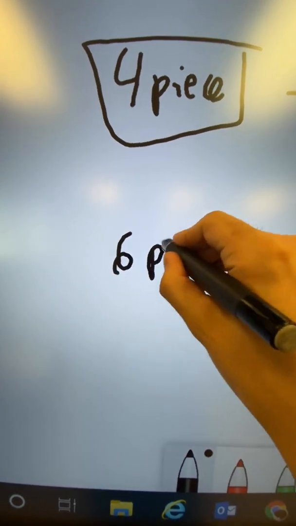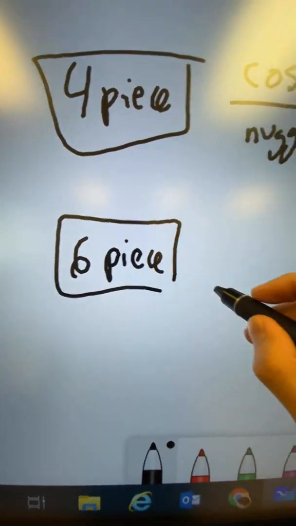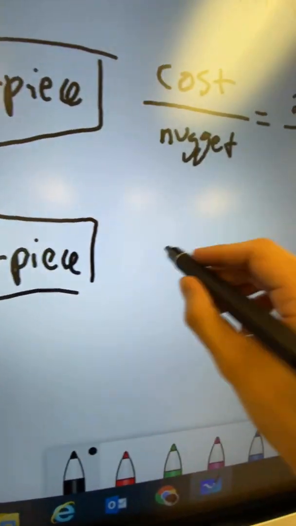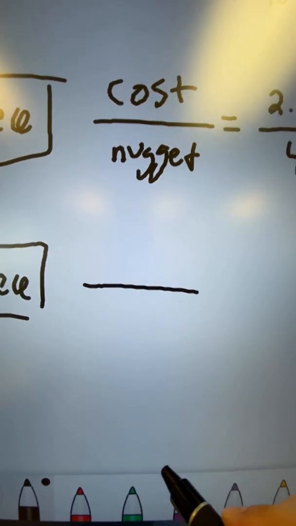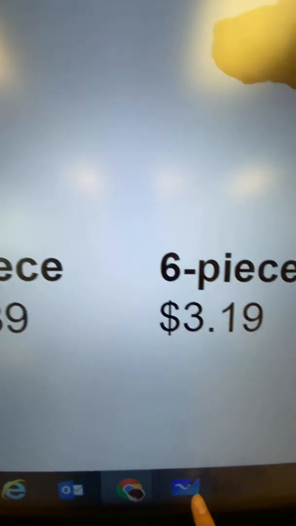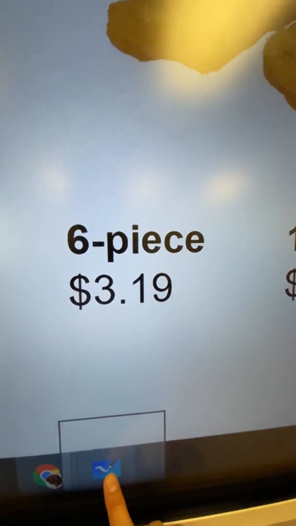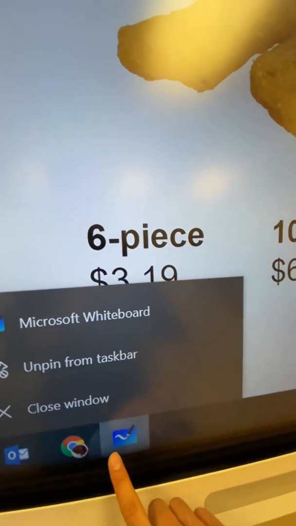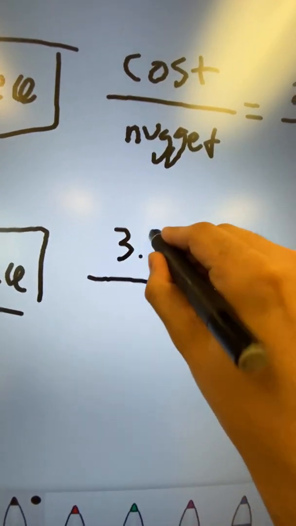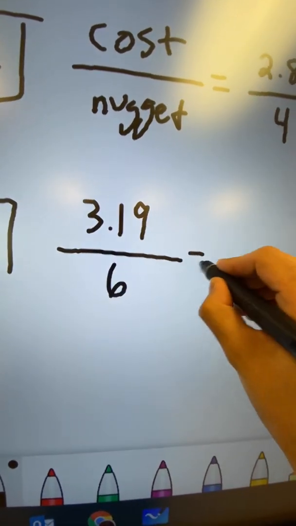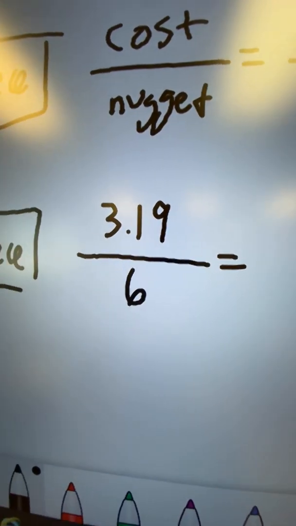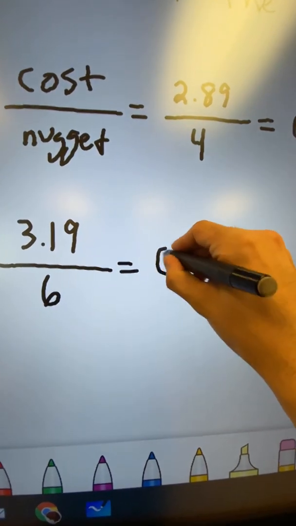Next one is a 6-piece nugget. So there's a 4-piece. The 6-piece is going to be the same thing. We're going to take the cost divided by the nuggets. So in this case, for the 6-piece, it was $3.19 for 6 nuggets. So $3.19 the cost, 6 nuggets. And when we divide this one, we're going to get 53 cents.